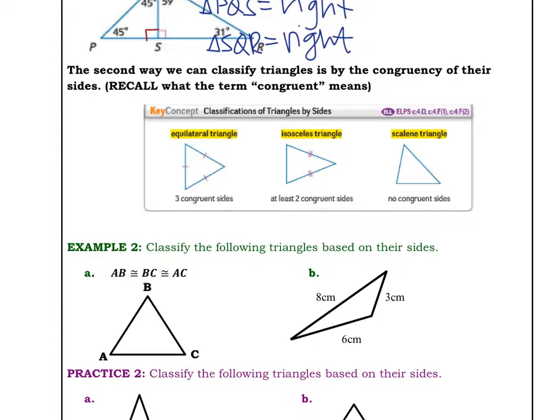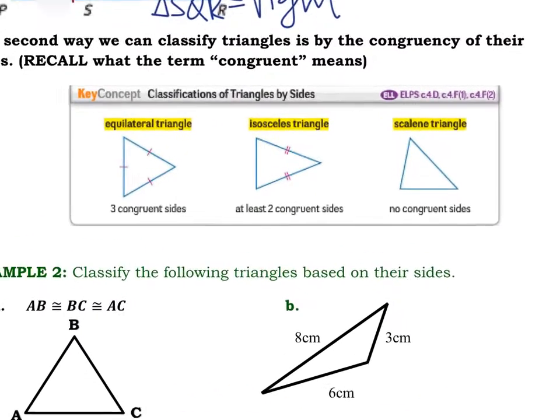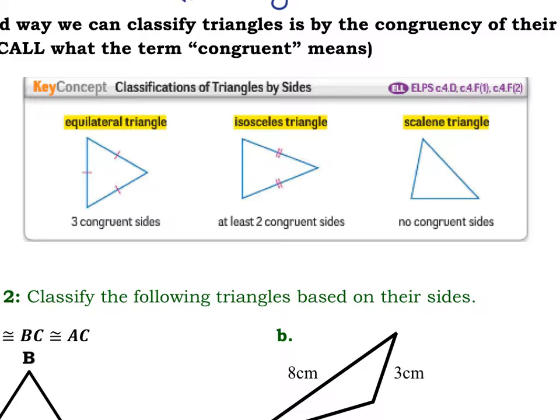So we just classified by angles, but we also said triangles had 3 sides as well, right? So we can also classify triangles based on what those sides are. So if we look here, we have an equilateral triangle, which is 3 congruent sides. So congruent, we said, is what again?